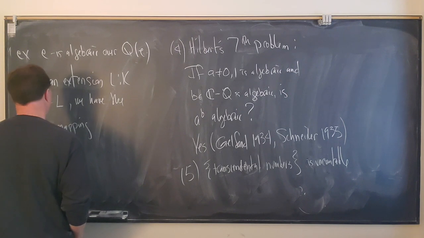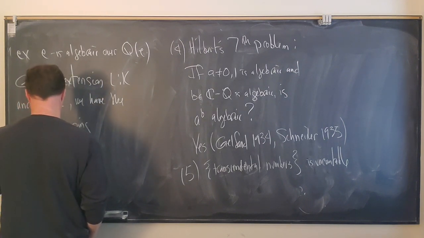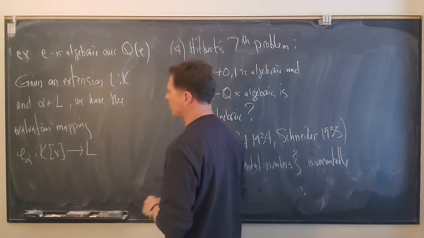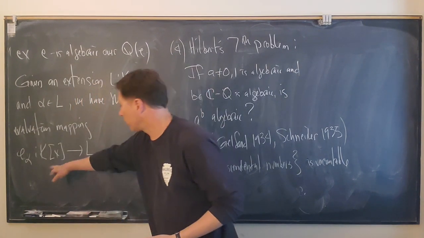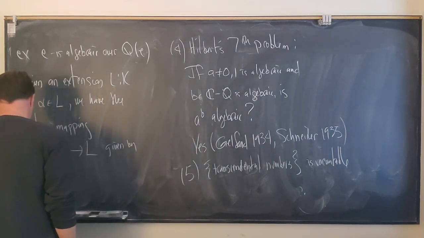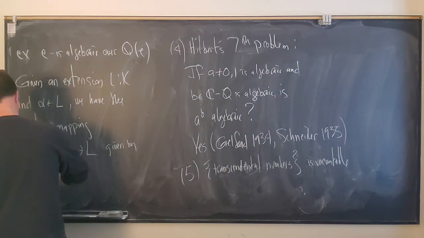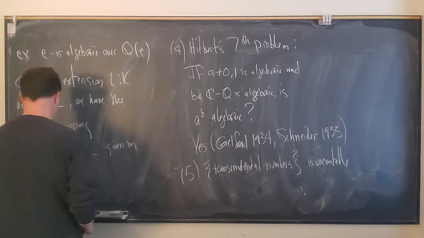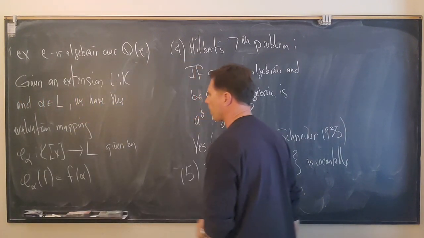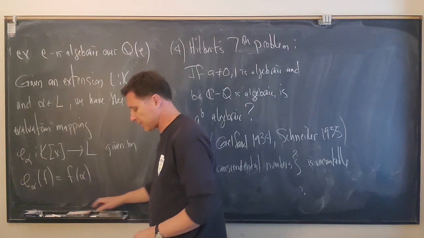It goes from K bracket X to L, and how's it defined? Well, you take alpha and plug it into the polynomial. So it's given by E sub alpha of f equals f of alpha. It's easy to check that it's actually a homomorphism.